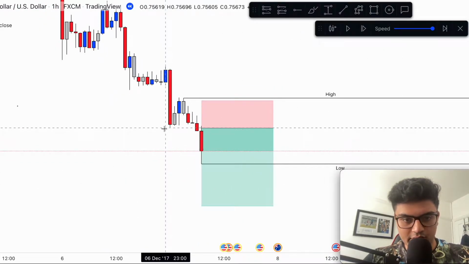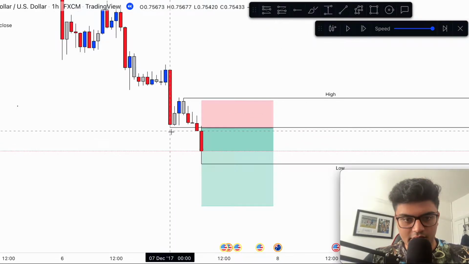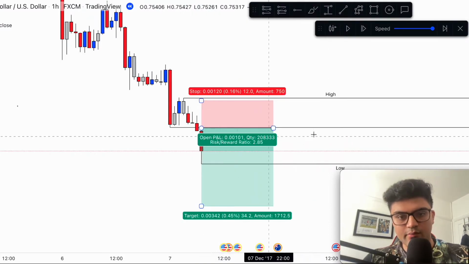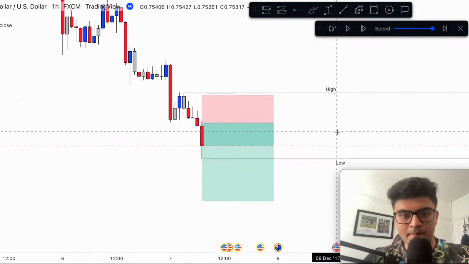And look at the way we've broken this previous low. This was the previous low, this line, okay? Look how we've broken that with a candle with no wick at the bottom. Okay, so a solid close. So I'm taking those trades all day, every day.